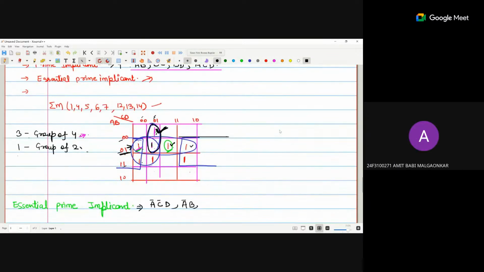So then, where do we use all these? Is there an application for this? Basically, we are classifying. The essential prime implicant we use when we go to the delay part.